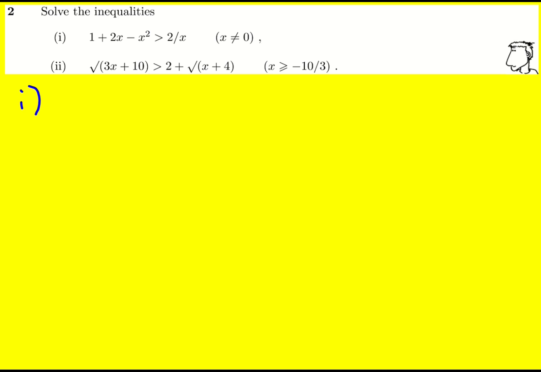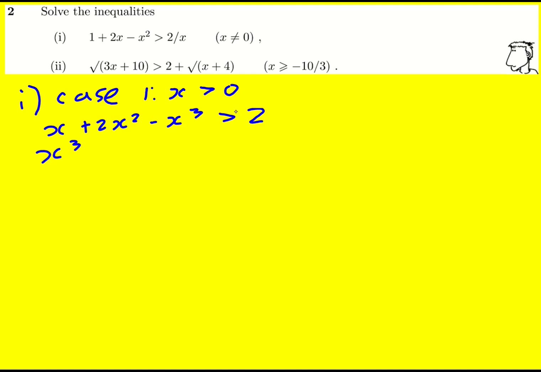Method one, which is how I decided to do it, is to split up into different cases. So case one, I'm just going to say that x is greater than zero. And that's going to allow me to just times through by x, no problem. Then I'm going to get x plus 2x squared minus x cubed is greater than 2. Therefore, x cubed minus 2x squared minus x plus 2 is going to be less than zero.